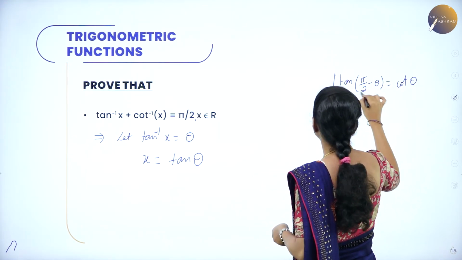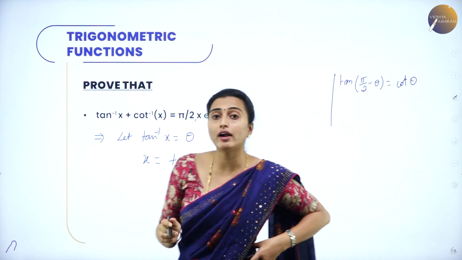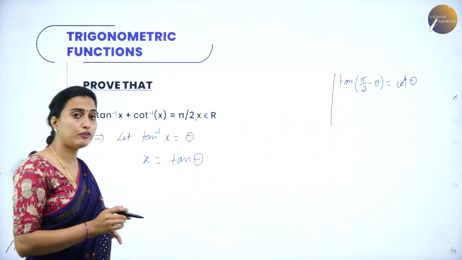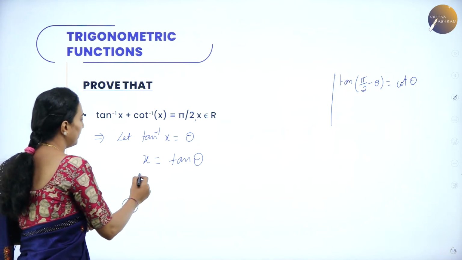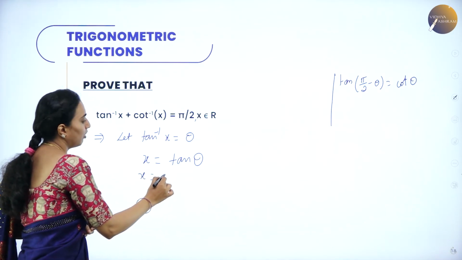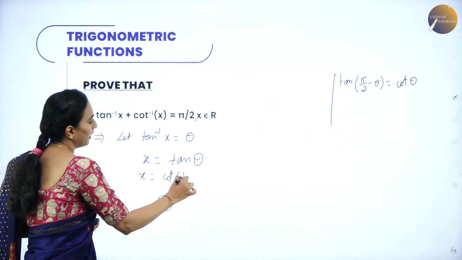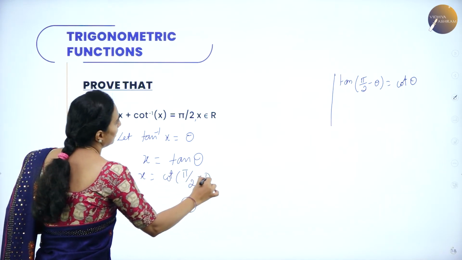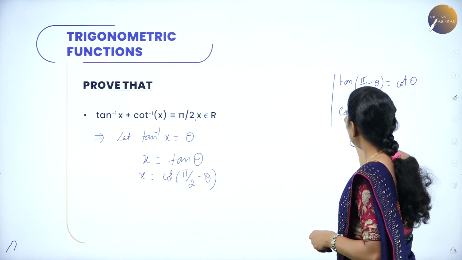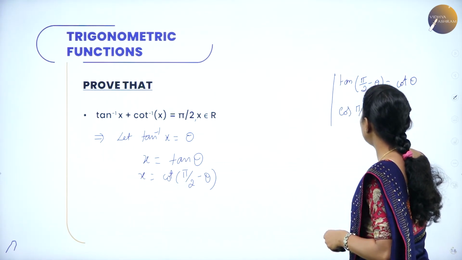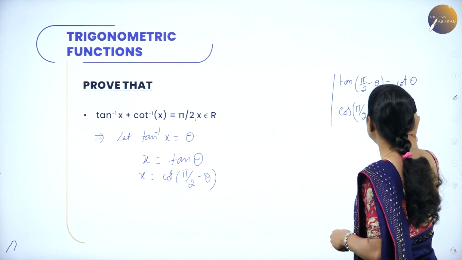In multiples of 90, tan will become cot, and 90 minus theta falls into the first quadrant. In the first quadrant tan is positive. So x can be written as cot of 90 minus theta. Cot of 90 minus theta is nothing but tan theta.